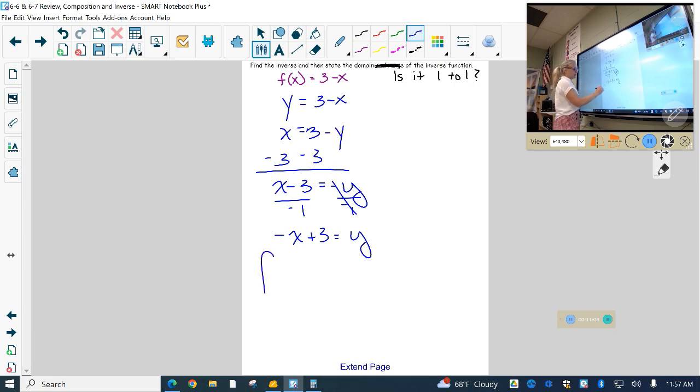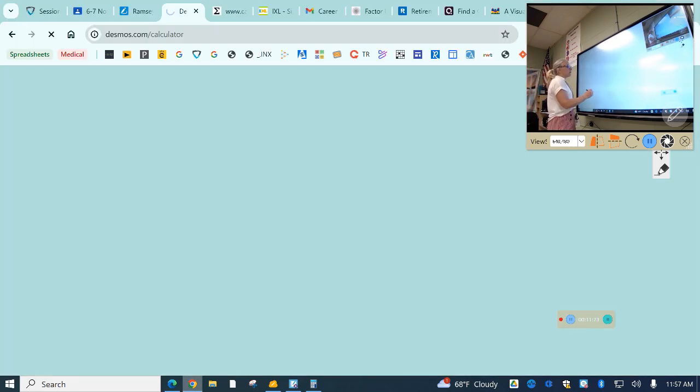Change your y to f inverse of x equals negative x plus 3. And there's your inverse function. Then what is the domain? Well, if you need to graph it, go ahead and graph it, which we can do. We don't have it open yet, but we can go ahead and open it. Go ahead and graph it.